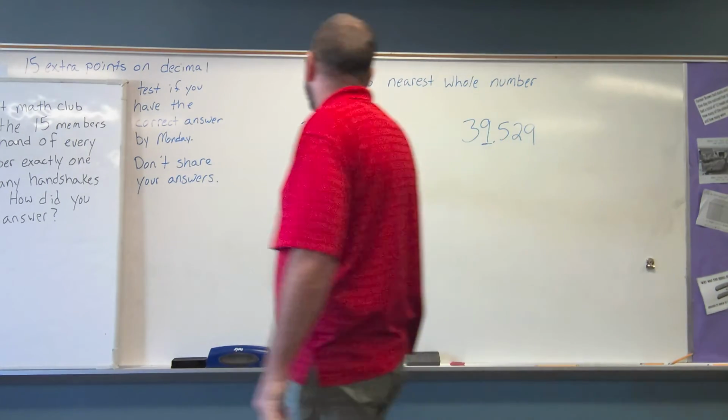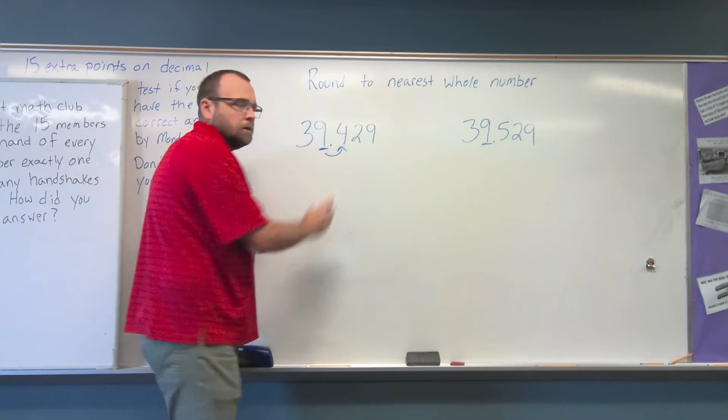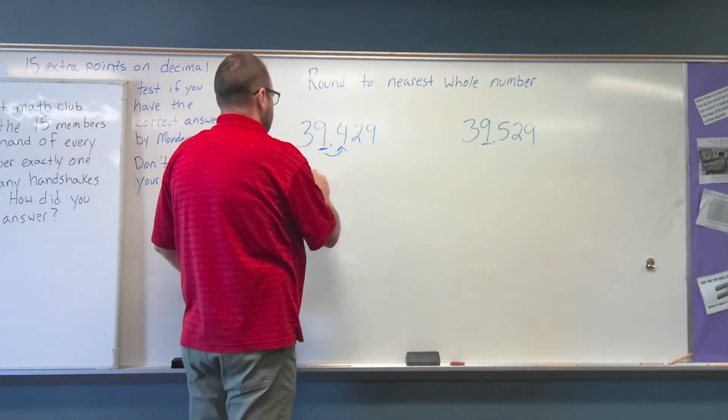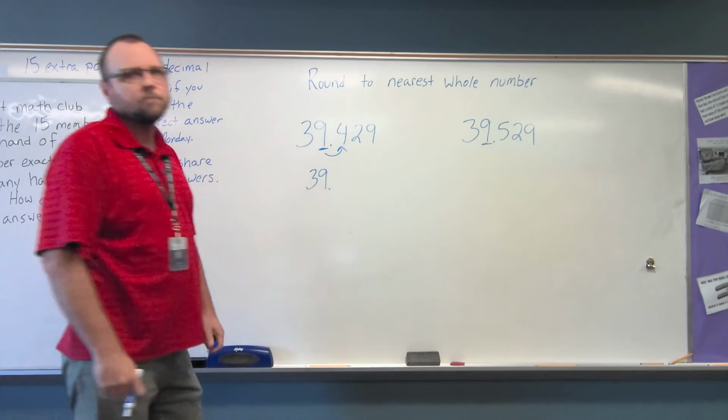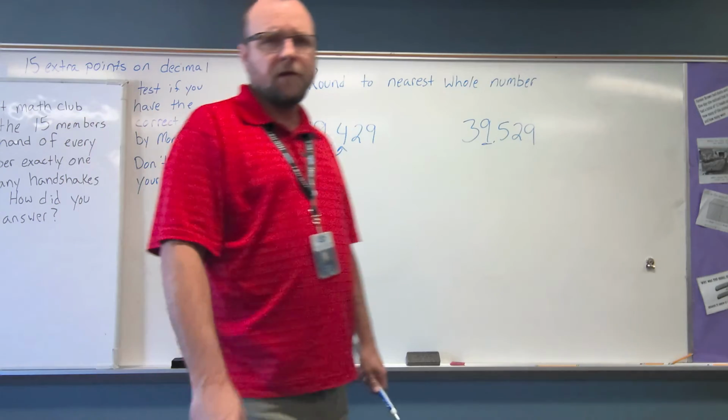Mason, in the number 39 and 429 thousandths, what do I do with my 9? You leave it the same. Leave it the same, because 4 or less, it stays the same. So that just becomes 39.